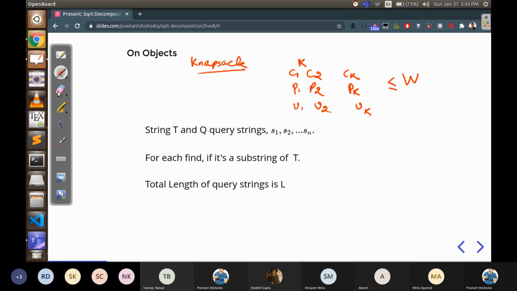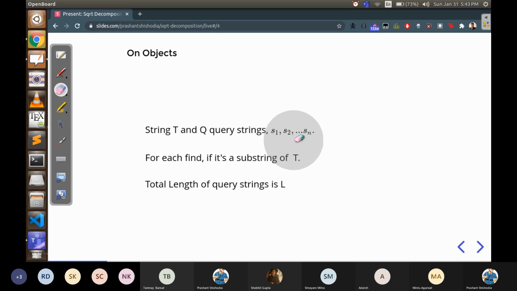So for example, here you are given n strings, and you are asked, for each string, whether it is a substring of t, a fixed string. One more condition that is given is that the sum of the lengths of the query strings is less than or equal to L, because it cannot be arbitrarily high; it has to fit in some real-world constraint like 10 raised to 5. So what do we do here?